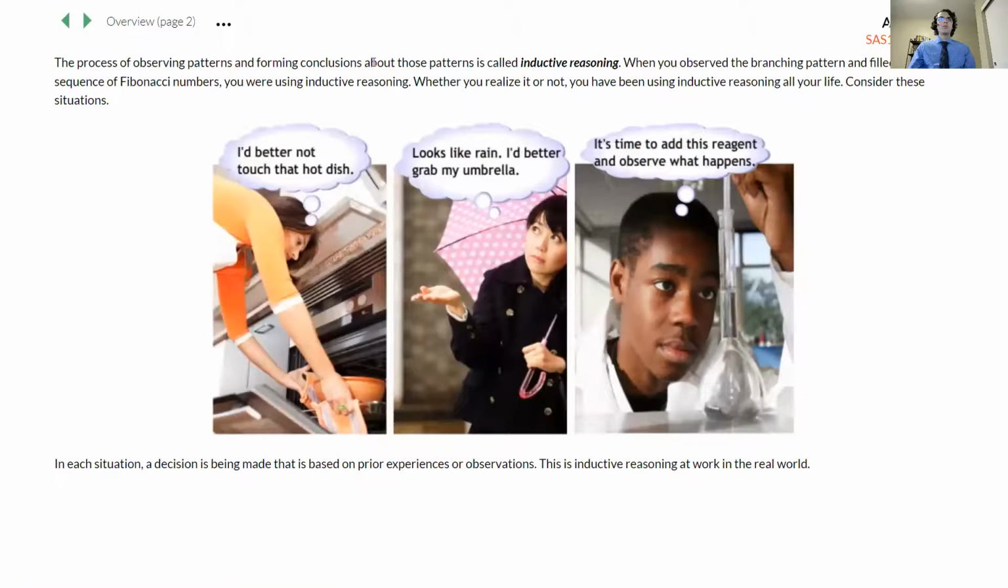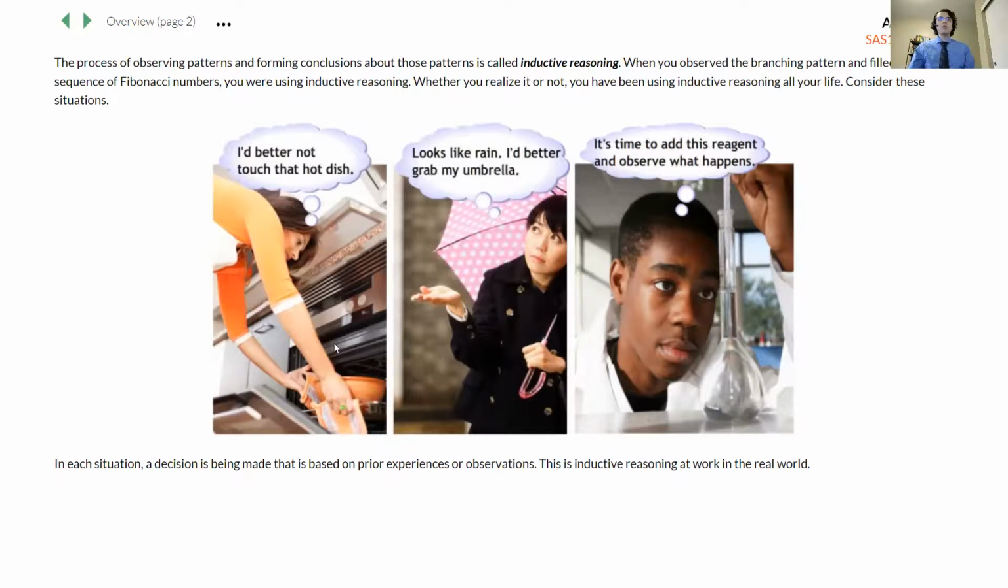So the process of observing patterns and forming conclusions about those patterns is called inductive reasoning. When you observed the branching pattern and filled in the sequence of Fibonacci numbers, you were using inductive reasoning. And whether you know it or not, you use it all the time. Sherlock Holmes is famous for his powers of deduction, right? He sees some examples of things in the world around him and reaches a conclusion based off that. That's actually induction, not deduction. What he's doing is the power of induction: observing patterns, observing evidence and going, I predict that the murderer was blank.